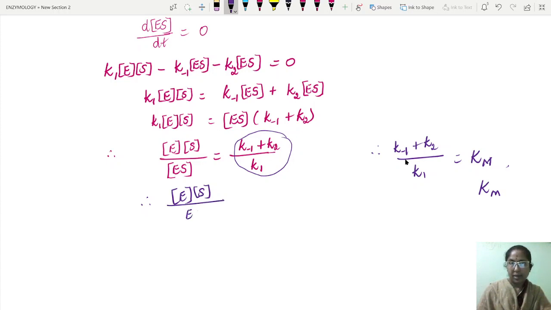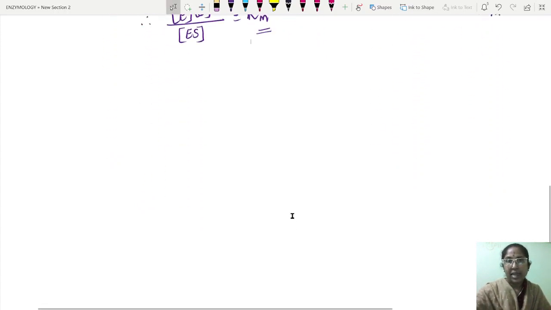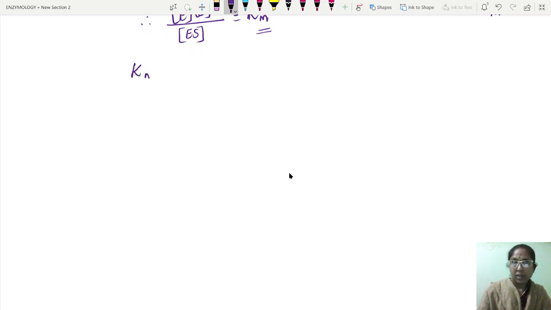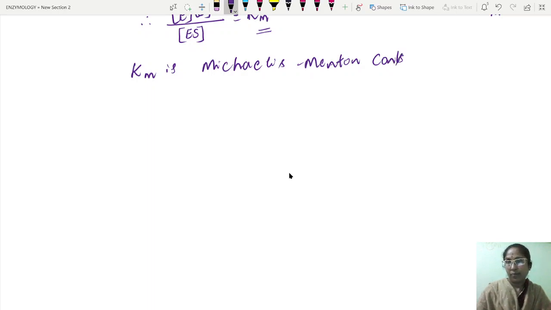This E into S whole divided by this ES complex is equal to one constant, and that constant is nothing but the Michaelis Menten constant. Here the Km is nothing but the Michaelis Menten constant. We will discuss about this Km later. This Km is called the Michaelis Menten constant.